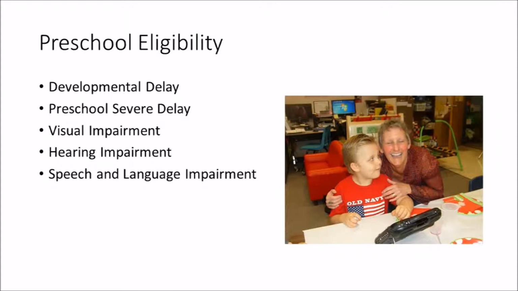I'll talk just a little bit about preschool eligibility. Eligibility for early childhood special education or preschool special education is determined by a multidisciplinary evaluation team, and the child would need to meet the eligibility criteria for one of these categories. And again, on our webinar companion, there's more information about eligibility criteria for each of these categories. So developmental delay, preschool severe delay, visual and hearing impairments, and speech and language impairment. You can find more information there on the eligibility criteria to get into the developmental or preschool special education.